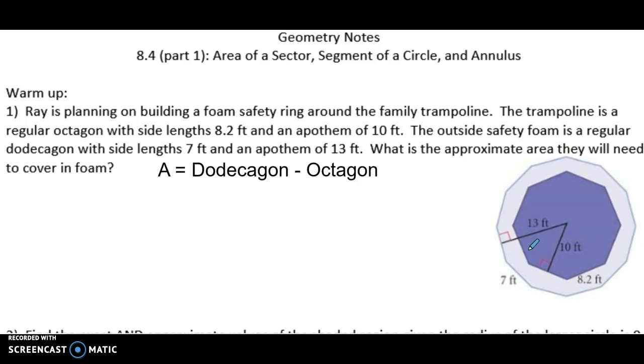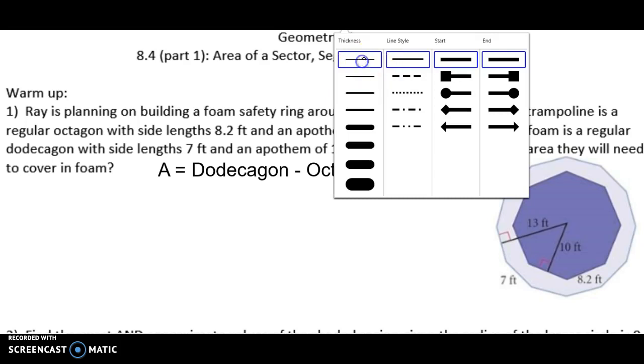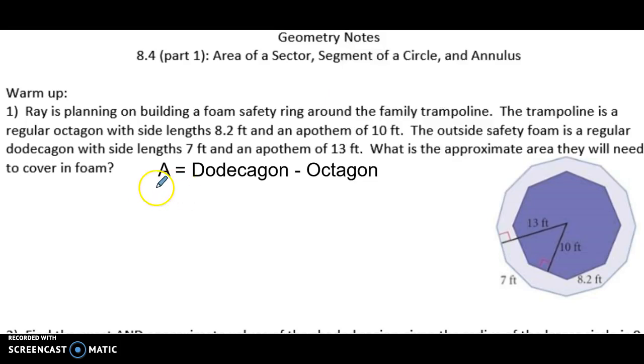So we can start with area of the dodecagon, area equals 1/2 PA. So we've got 1/2 perimeter. So it's going to be 7 by 12. And then times the apothem. So the apothem of the dodecagon is going to be that longer line, 13 feet. So this ends up being the perimeter, and then this is the apothem, height of the triangle.